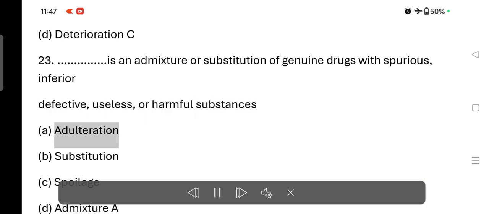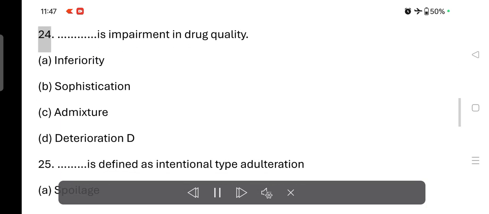Answer: C. 23. Is an admixture or substitution of genuine drugs with spurious, inferior, defective, useless, or harmful substances. A. Adulteration. B. Substitution. C. Spoilage. D. Admixture. Answer: A. 24. Is impairment in drug quality. A. Inferiority. B. Sophistication. C. Admixture. D. Deterioration.